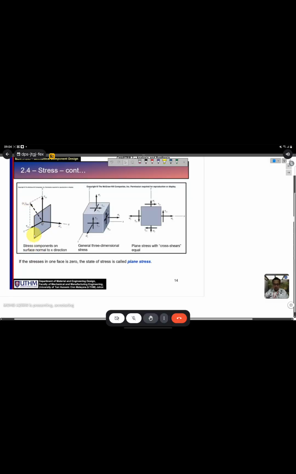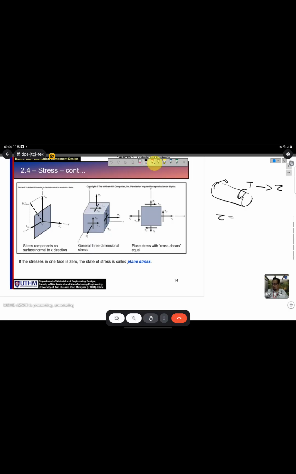Okay. So mostly the critical location will happen at the outer diameter. Let's say if you have a rod, and then you apply torsion. So we have torsion here. If you look at the formula, the torsion will produce shear stress.